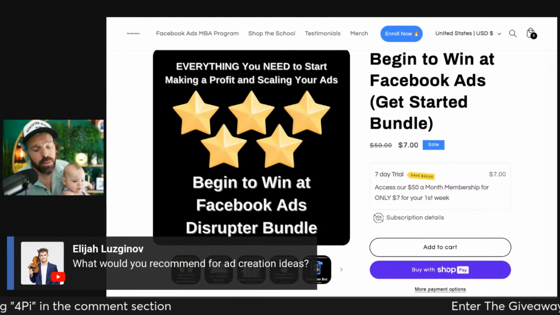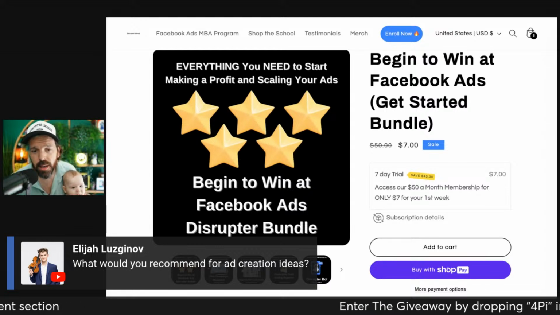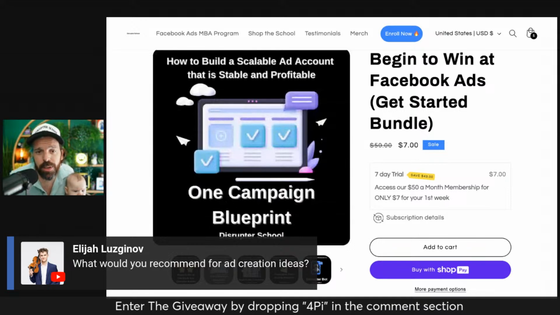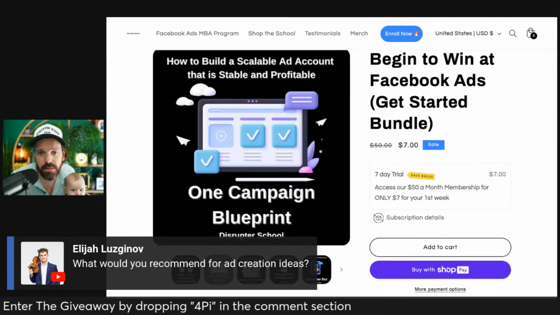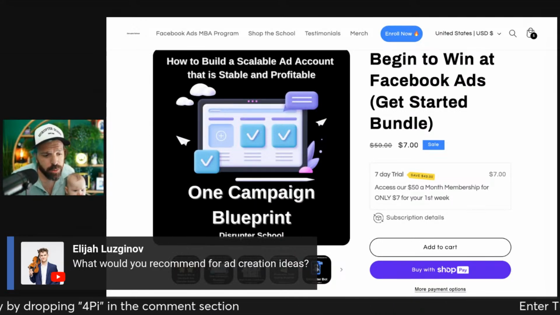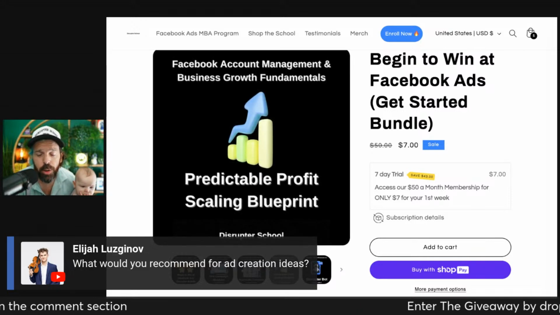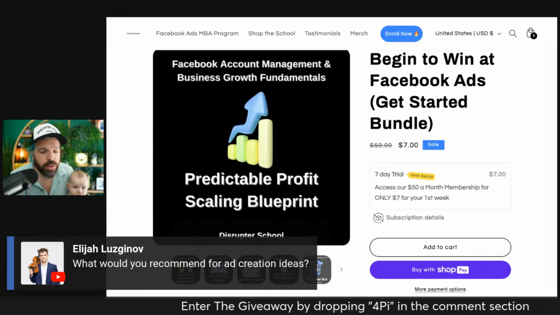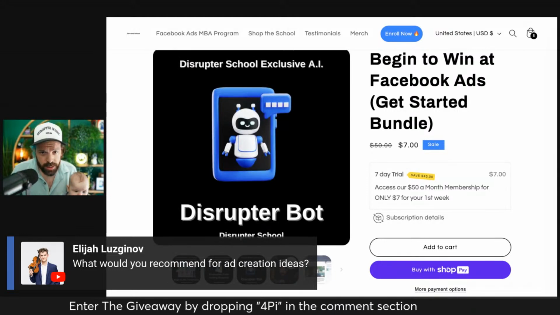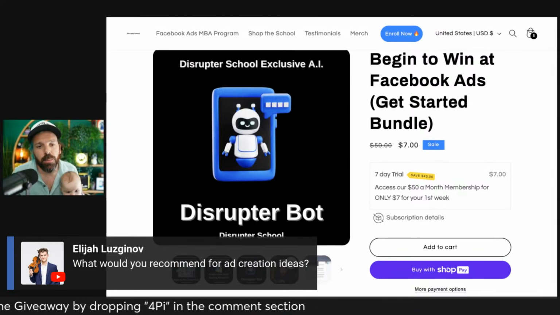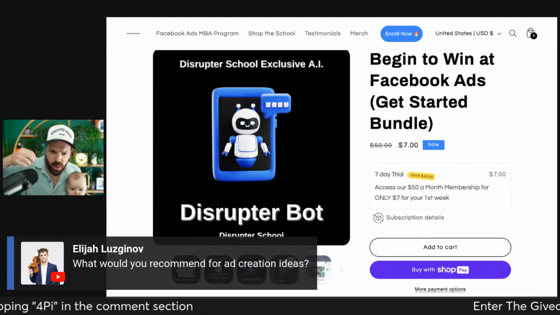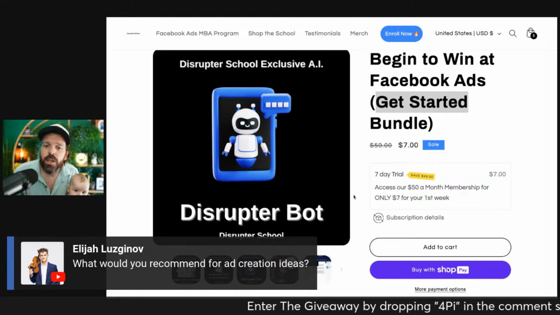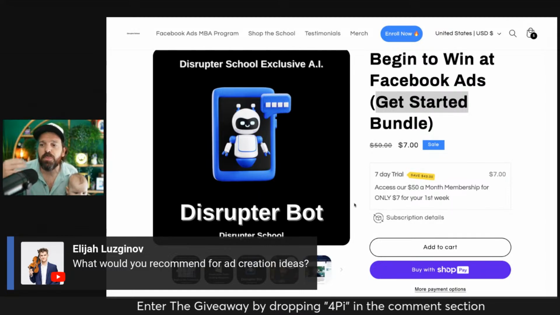I'm selling you the confidence. I'm selling you the path. And that comes because you get the one campaign blueprint to help build a stable ad account, a scalable ad account that is stable and profitable. You're getting the predictable profit scaling blueprint, so you understand Facebook account management and business growth fundamentals, right? You're also getting the disruptor bot. So you get exclusive access to AI. So you're getting support, you're getting confidence, you're getting what it is that you need to get started. Right? So your ad creation needs to speak to those things.